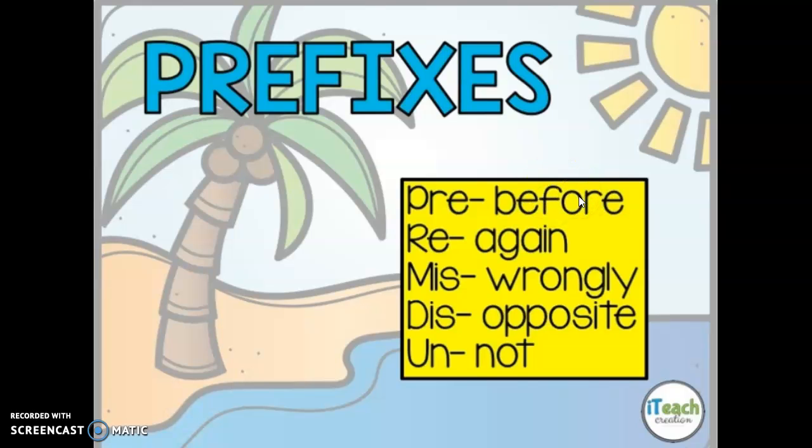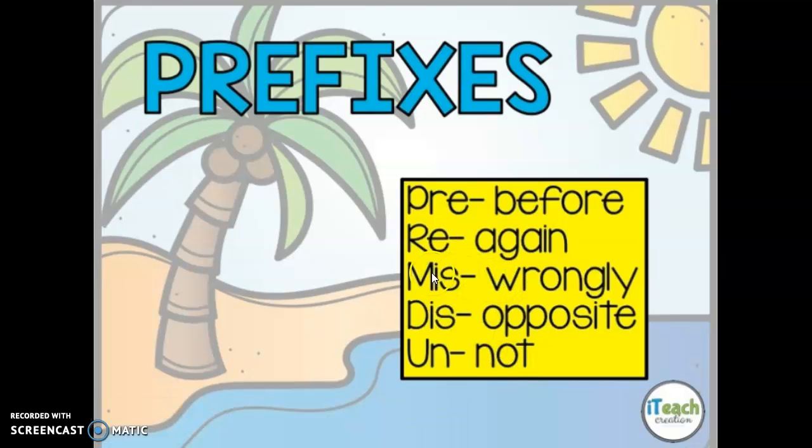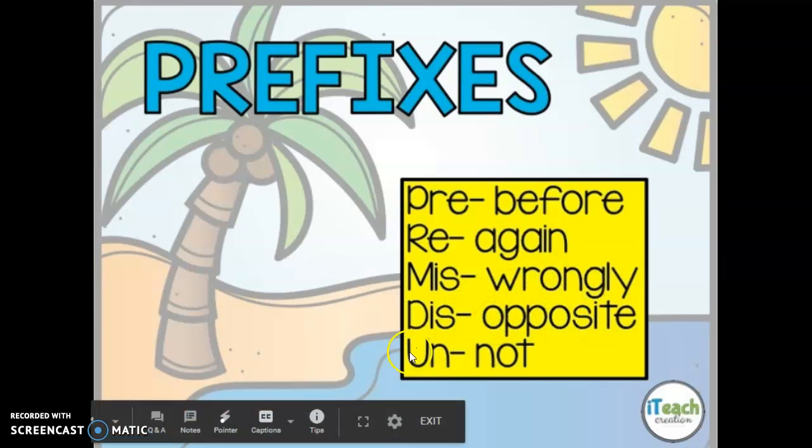So the prefixes that we are going to look at today are pre, which means before, re, which means again, and miss. We've learned that miss, dis, and un all mean not, but here we're going to look at it a little more specifically. Miss meaning wrongly, dis meaning opposite, and un is not.